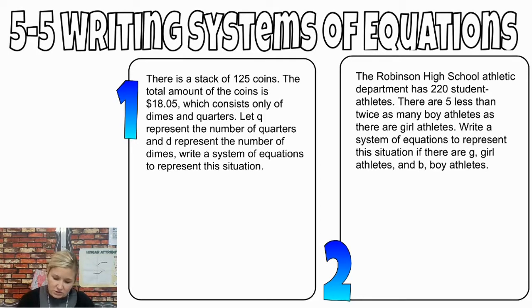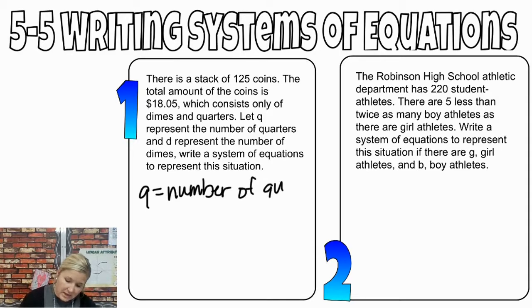So I'm going to let Q, and don't just write Q is quarters. Q is not quarters. Q is the number of quarters. I want to make sure you write that out. If you call me over and ask for help on these types of equations, I'm going to ask to see what your variables represent, so you need to make sure you have that in there. Then D is the number of dimes. Again, D is not dimes. D is the number of dimes.